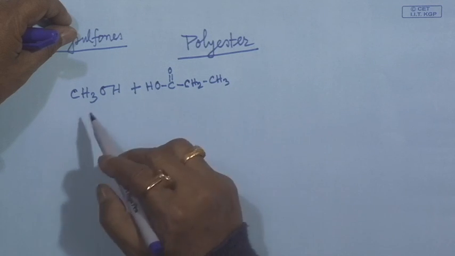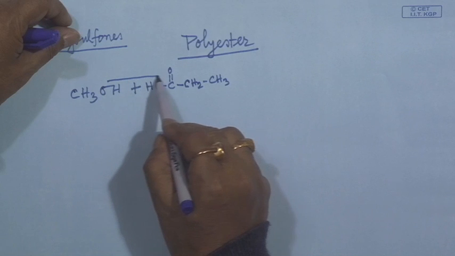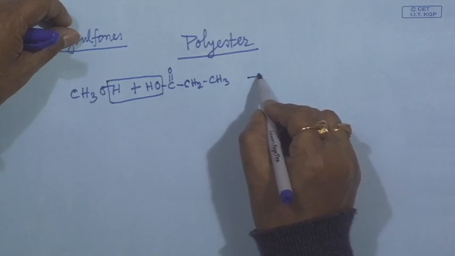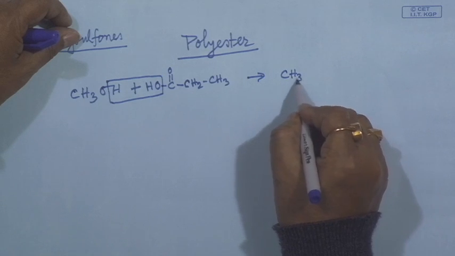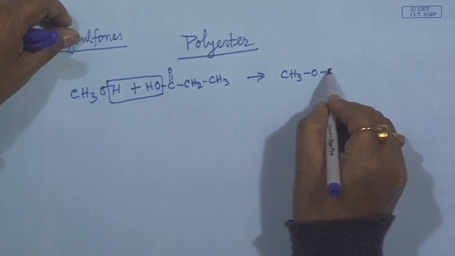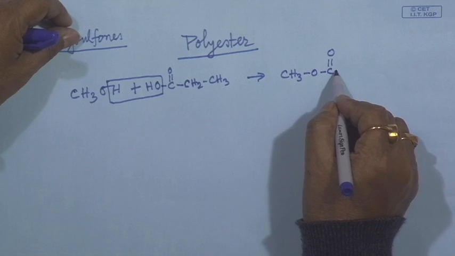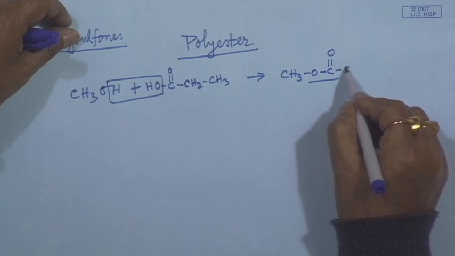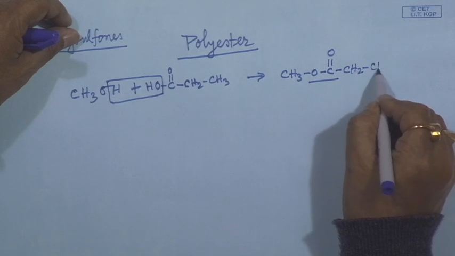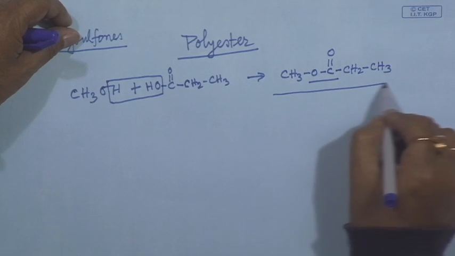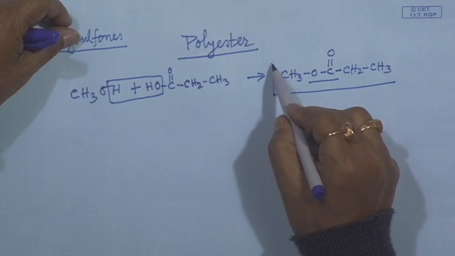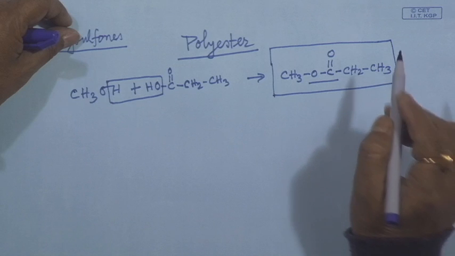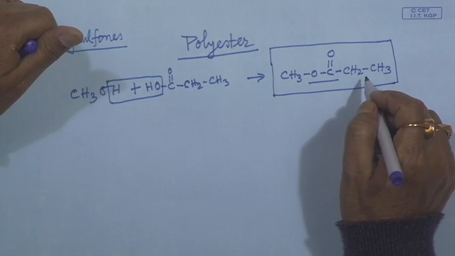So, this acid group and alcohol group condense to form an ester. This is the ester functionality, COO ester functional group. This is an ester. This is a simple low molecular weight ester. It is not a polymer.